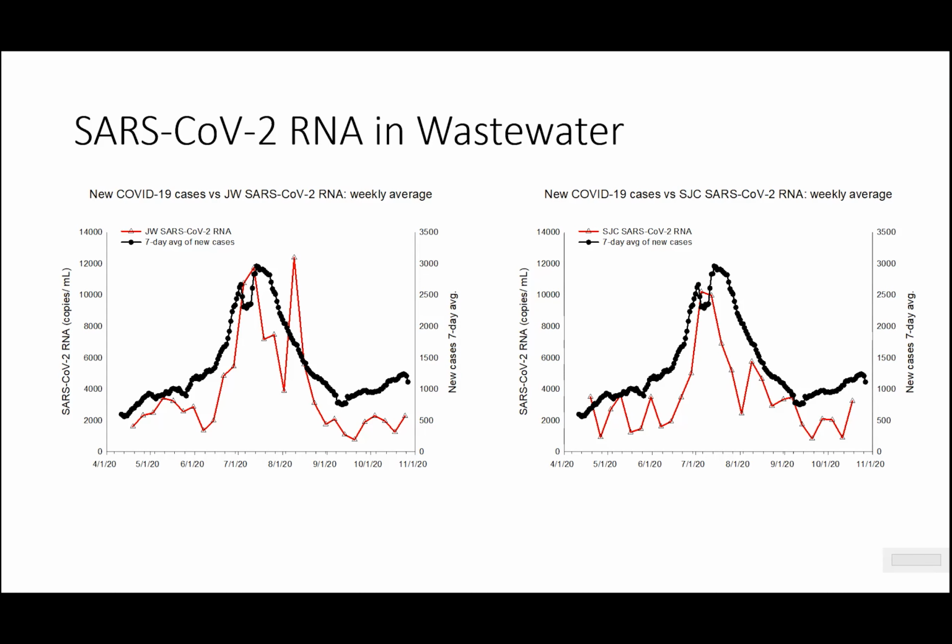We do this because we get slightly different values for N1 and N2, and at this time we don't know if one is more valid than the other, and so we are averaging the 2 values. As you can see, both the wastewater data and the number of new cases show similar trends, indicating, or at least suggesting, that the wastewater data will correlate with the extent of SARS-CoV-2 that's found within the community.